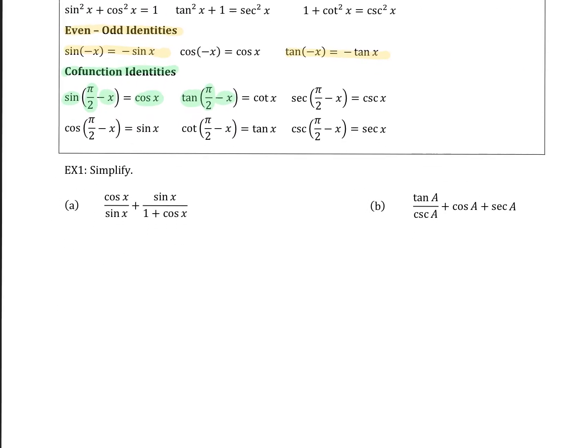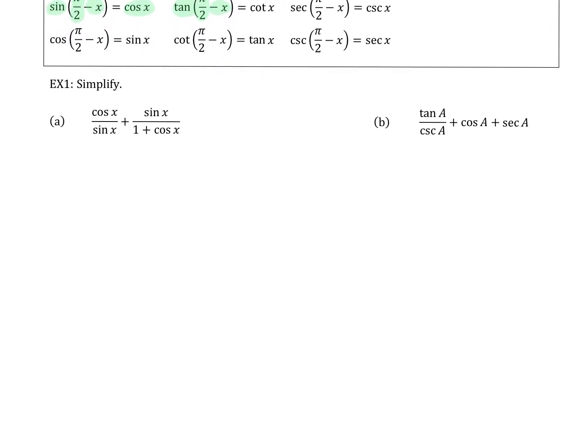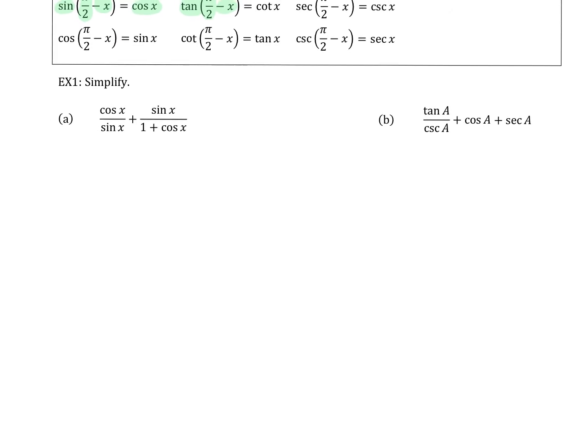Now let's take a look at example 1, simplify. Okay, so how do we simplify? The main goal would be to add the fractions and then see if we can end up with one expression in terms of one trigonometric function. At the moment, we don't have that. We have two different expressions in multiple trig functions: cosine, cosine, sine, and sine. So we're going to try to simplify this. How do we do that?